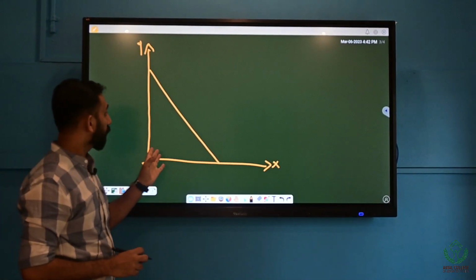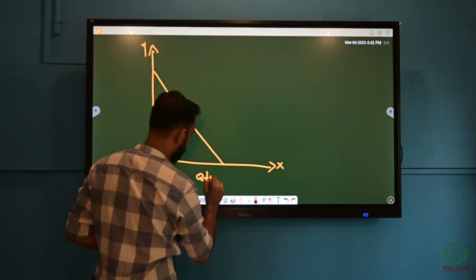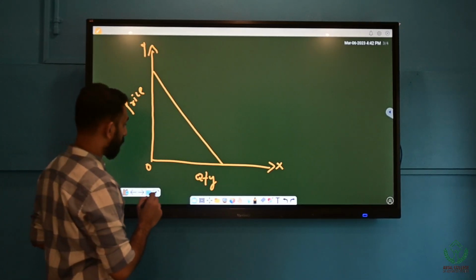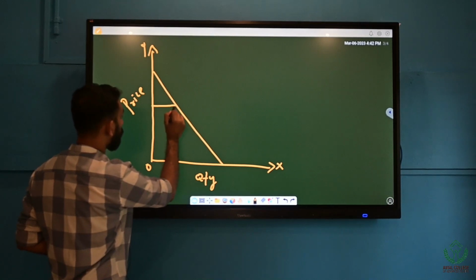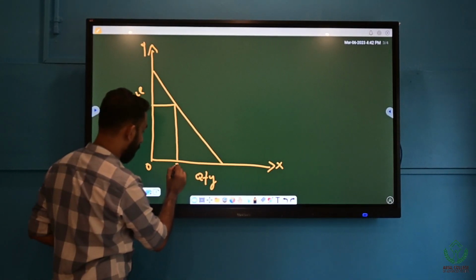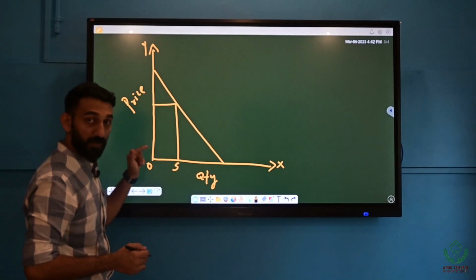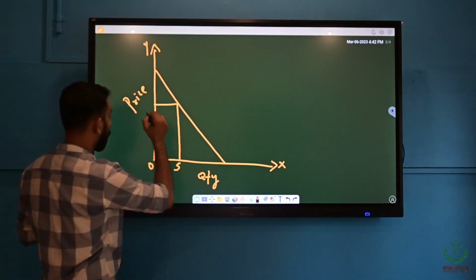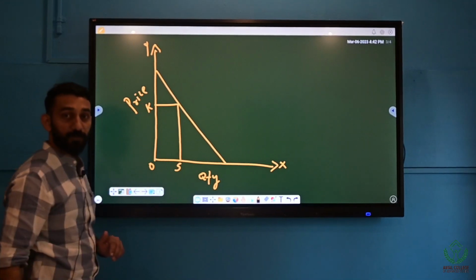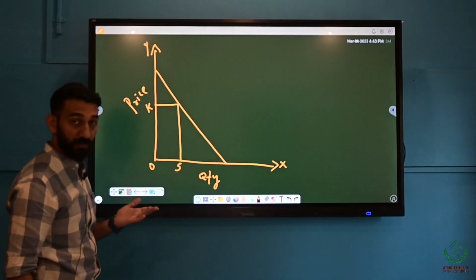This is typically a demand curve, showing a negative relationship between price and quantity demanded. On the x-axis we are measuring the quantity of the product, and on the y-axis we are measuring the price of the product. Suppose the consumer is willing to buy this many units of a particular quantity. For example, this is OS. I am putting OS for the quantity. So OS is the quantity which the consumer is buying, and for this OS quantity the consumer is paying OK amount of price. So OK is the price of the commodity for which the consumer is buying OS quantity of that particular commodity.